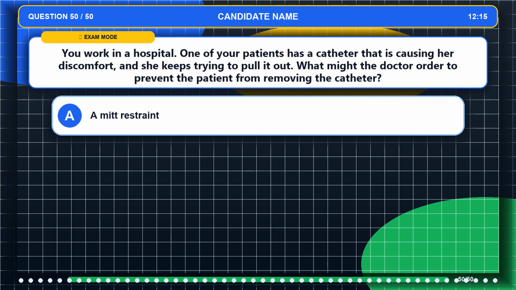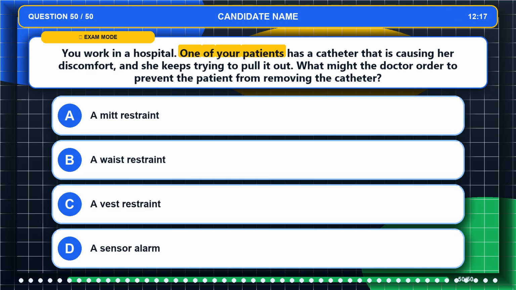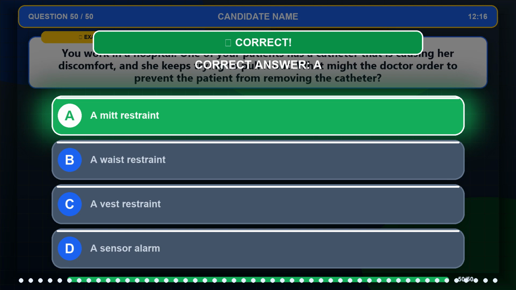Question 50. You work in a hospital. One of your patients has a catheter that is causing her discomfort, and she keeps trying to pull it out. What might the doctor order to prevent the patient from removing the catheter? Option A, a mitt restraint. Option B, a waist restraint. Option C, a vest restraint. Option D, a sensor alarm. The correct answer is option A, a mitt restraint.